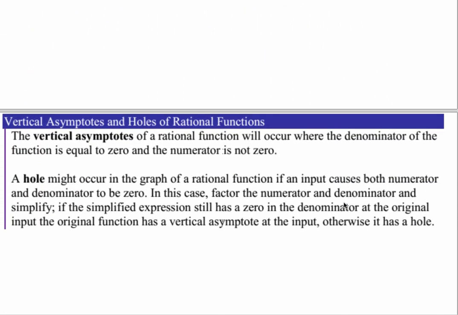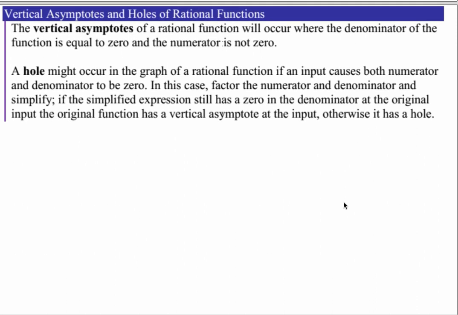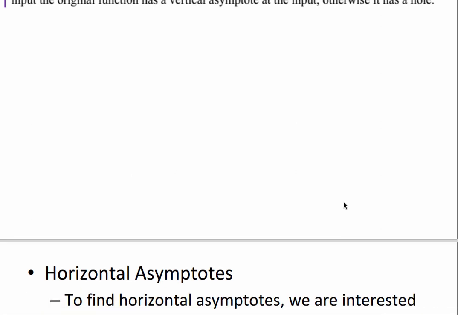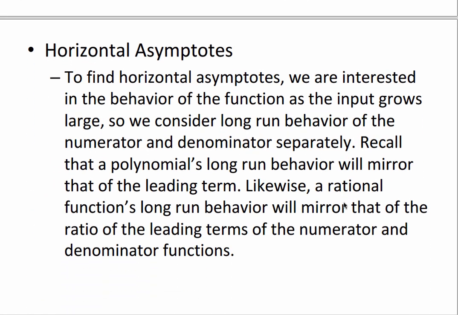All right, let's scroll right on down here. This is the definition of a hole of the graph. You might want to make sure, again, this is in your reference book. The vertical asymptotes of a rational function occur when the denominator of the function is equal to 0 and the numerator is not 0. A hole might occur in the graph when a rational function input causes both the numerator and denominator to be equal to 0. In this case, you need to factor both the numerator and denominator and simplify. In fact, you should do that every time. Remember that. It's the first move when you're looking for vertical asymptotes. And then if you get a common factor that cancels between the numerator and denominator, then that's going to be a hole in the graph.